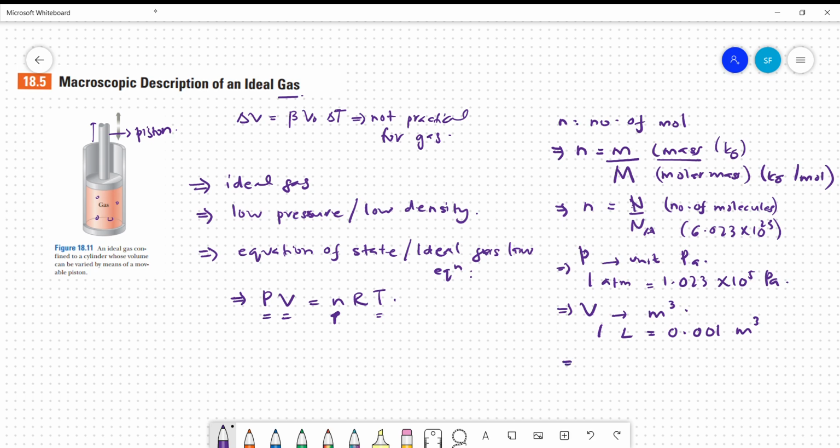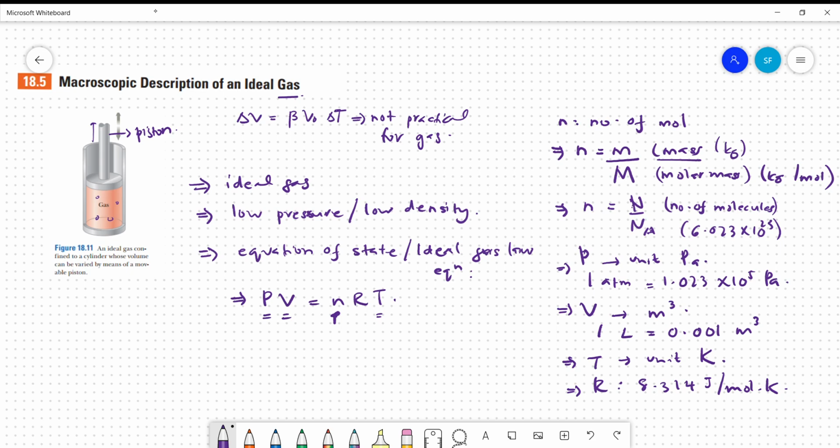Next, after volume, we have T. T is temperature, and it must be in unit Kelvin. If it is given in Celsius, you need to change it to Kelvin. And what is R? R is the universal gas constant. It is given by 8.314 joule per mole Kelvin.